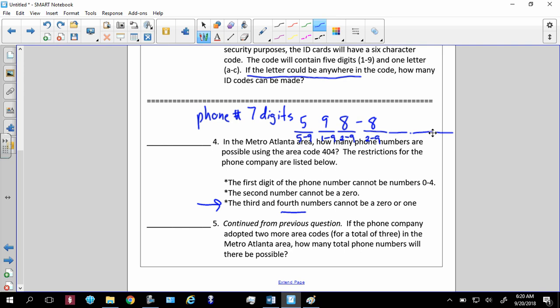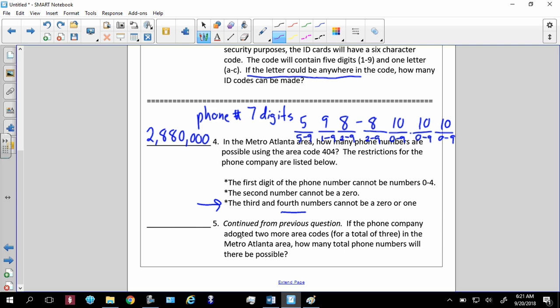Guys, there's 3 more numbers here that people are totally forgetting. Just because the restrictions don't call for 5 through 7, that means there are no restrictions on 5 through 7. So that's a 0 through 9 situation. 0 through 9, 0 through 9. So that's 10, 10, 10. Multiply it all out. 2,880,000 different phone numbers. And I'm still having people screw up, guys.